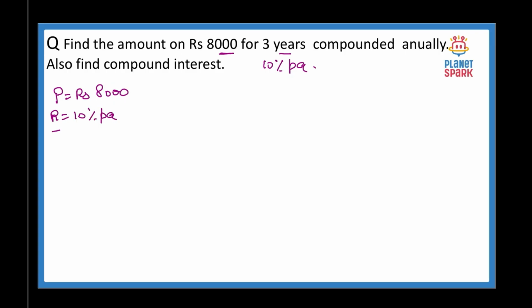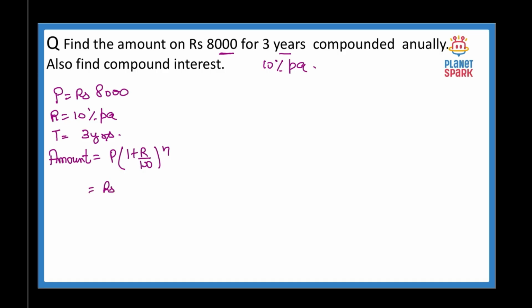So the formula for amount will become amount is equal to P bracket 1 plus r upon 100 raised to the power n. Remember, this is the formula for amount when we are finding out compound interest. This is not the formula for compound interest. This is the formula for amount.